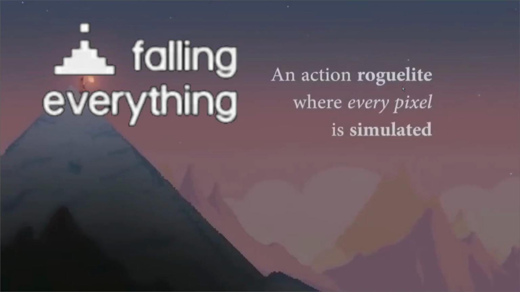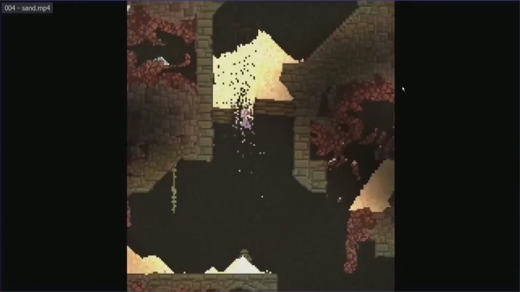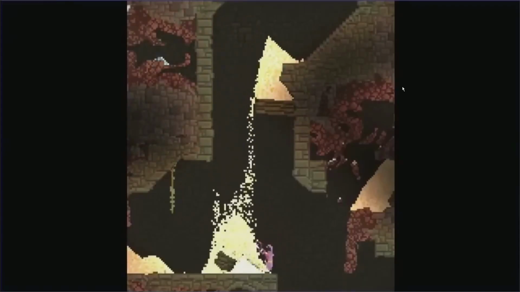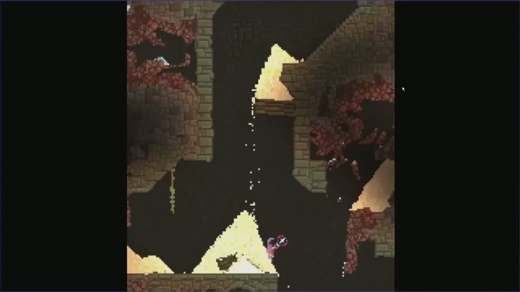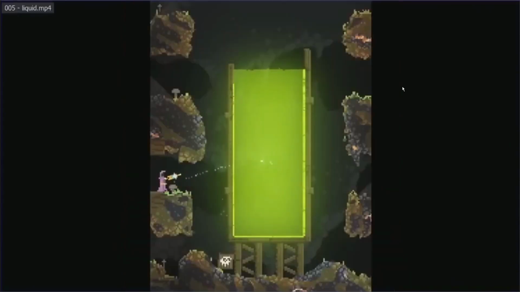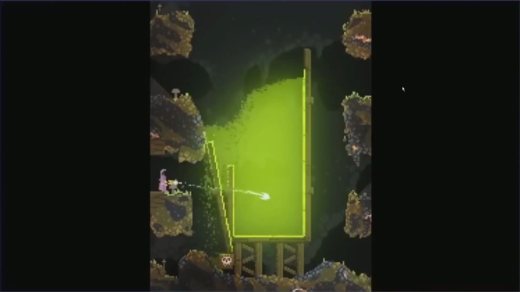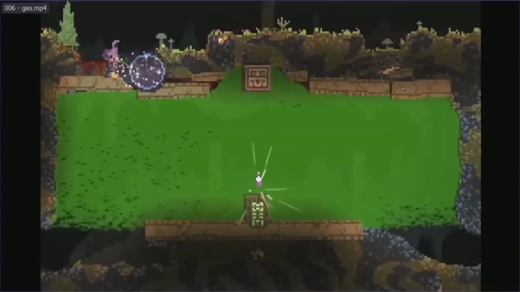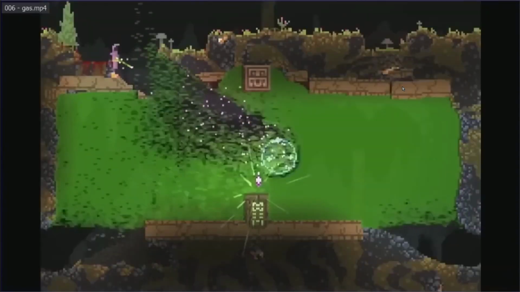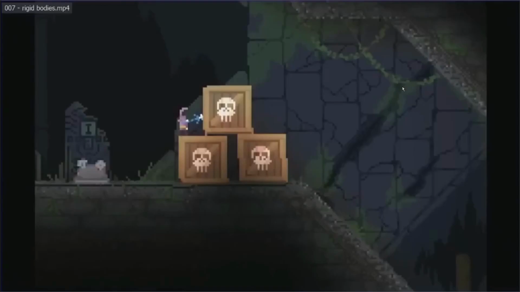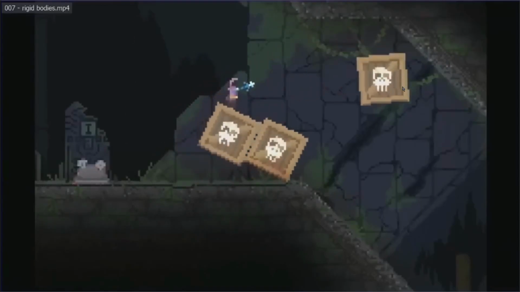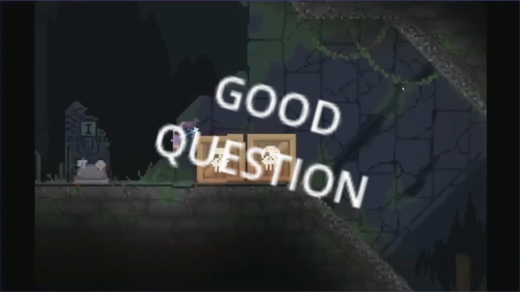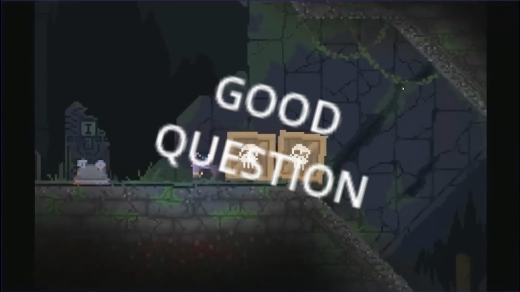Well, Falling Everything is a game engine that can simulate pixel physics. That includes solids, for example, sands, liquids, gases, and even rigid bodies. How does it do that? Good question, and we are going to answer that.